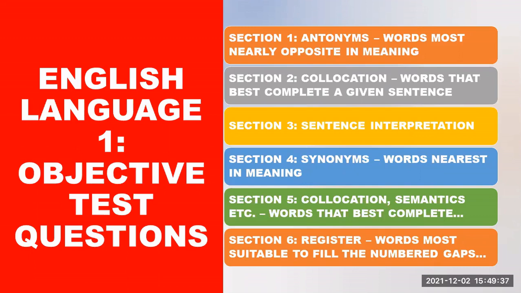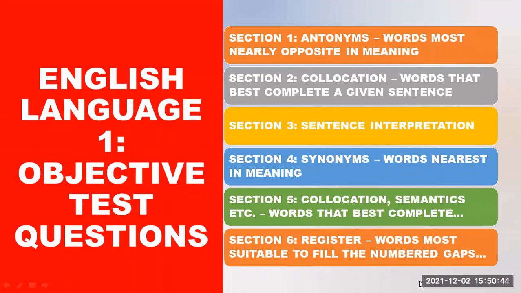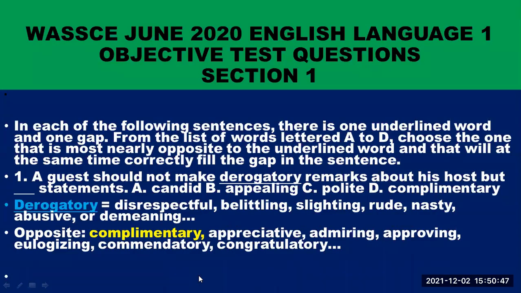Then section 4 has to do with synonyms, words nearest in meaning. In section 5, you will find questions bordering on collocation, semantics, and so on. And they are words that best complete certain sentences. Then in section 6, you have register or vocabulary words, if you like, words most suitable to fill the numbered gaps. All right, so we are going to look at the frequently occurring topics and questions in this part. So let's now begin to look at them one by one.